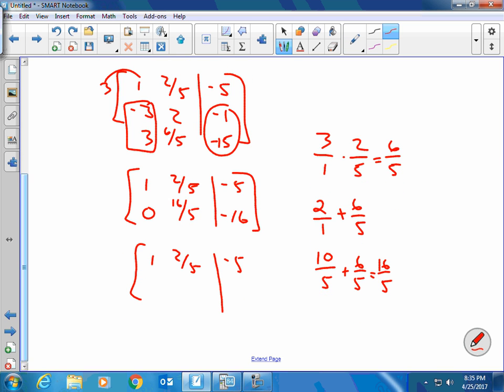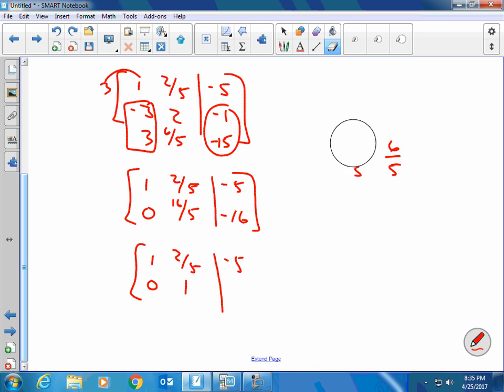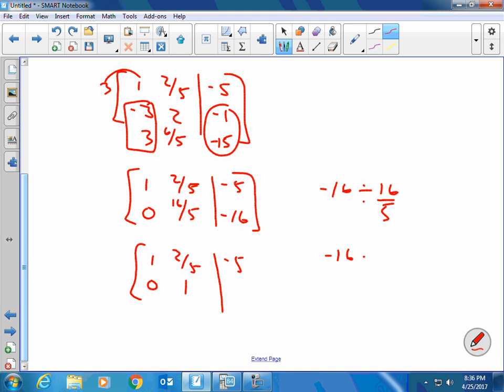0 divided by 16/5 is 0. 16/5 divided by 16/5 is equal to 1. See how well we remember our fractions. -16 divided by 16/5. When you divide by a fraction, you multiply by the reciprocal. So -16 times 5 over 16.